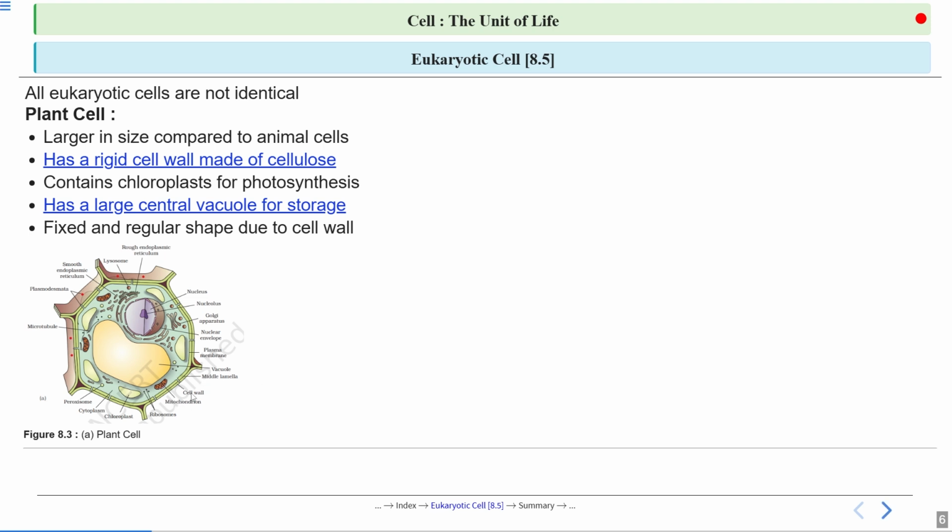Okay, you can see the other organelles also, mitochondria. You can see the cell wall here. Okay, plasma membrane you can see here. They have a true nucleus because they are eukaryotic cells.